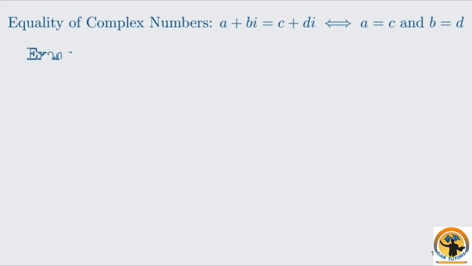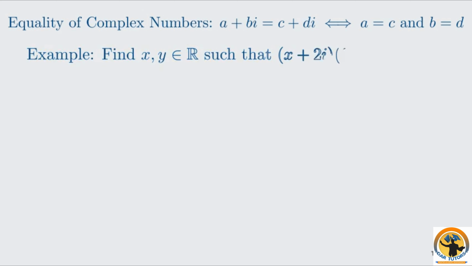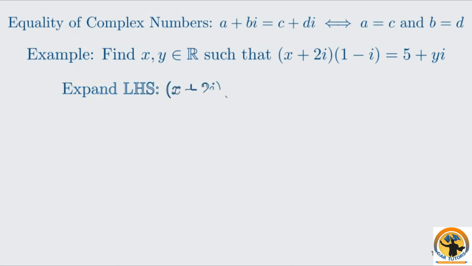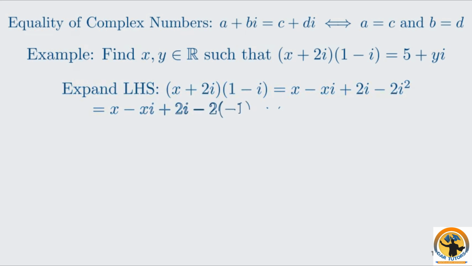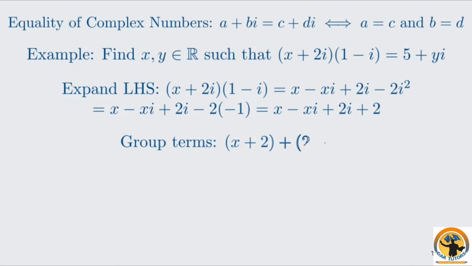We need to find the real numbers x and y that satisfy the equation (x plus 2i) times (1 minus i) equals 5 plus yi. Our strategy is to first expand the left side to get it into a plus bi form. Expanding the product, we get x minus xi plus 2i minus 2i squared. Substituting negative 1 for i squared, we get x minus xi plus 2i plus 2. Now we group the real terms and the imaginary terms. The real part is x plus 2, and the imaginary part is negative x plus 2 times i. So the left side is x plus 2 minus xi.